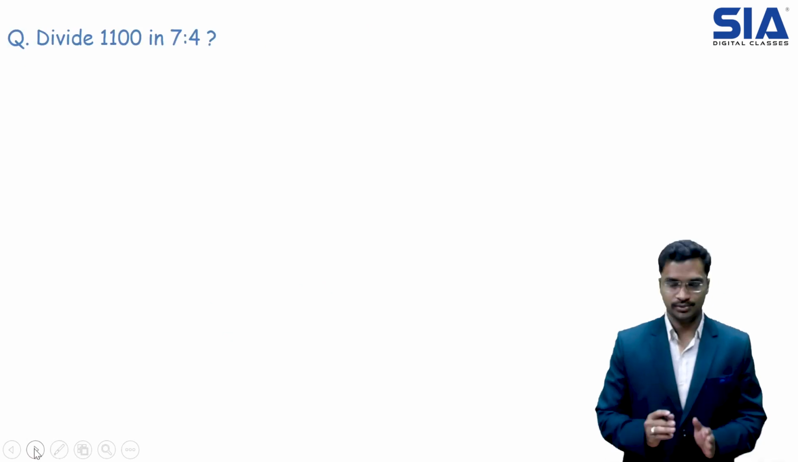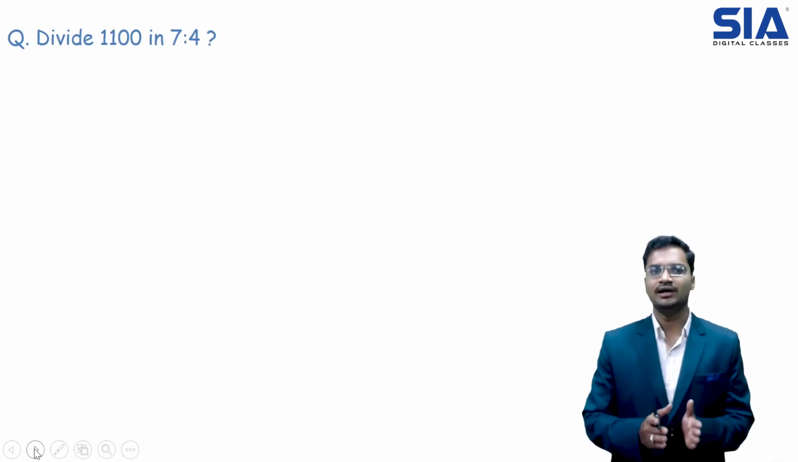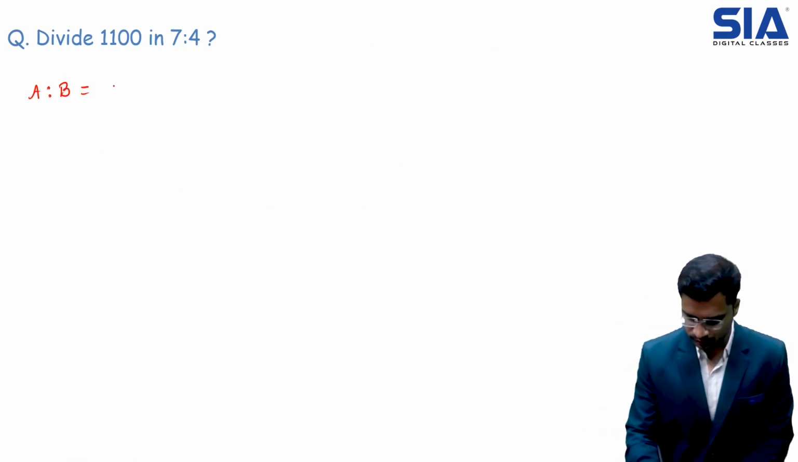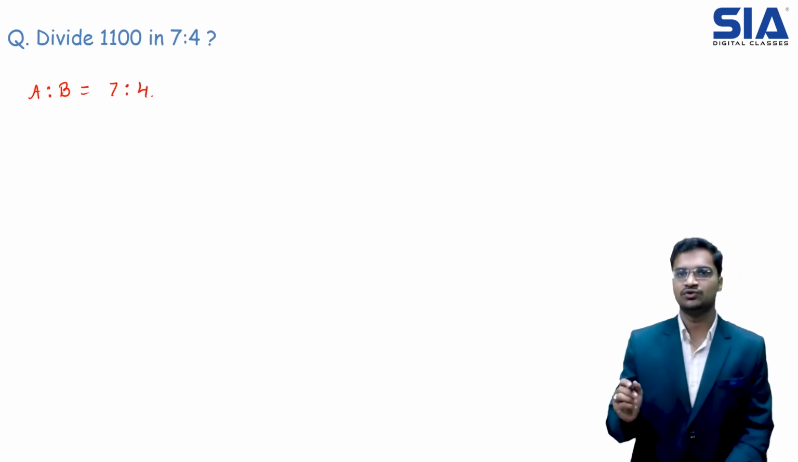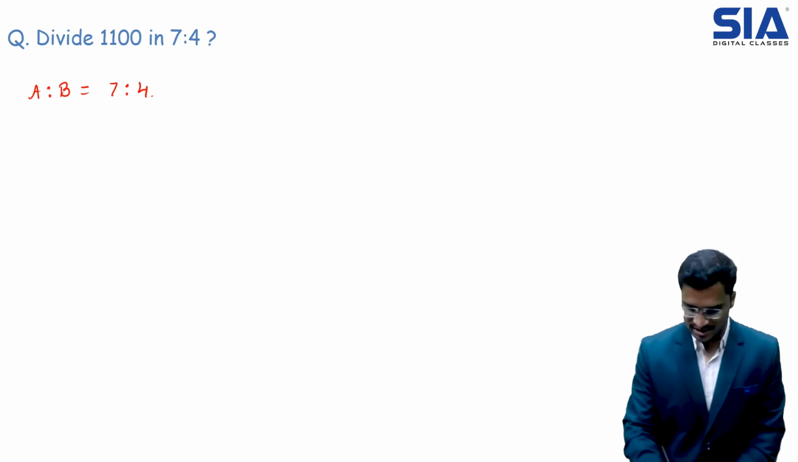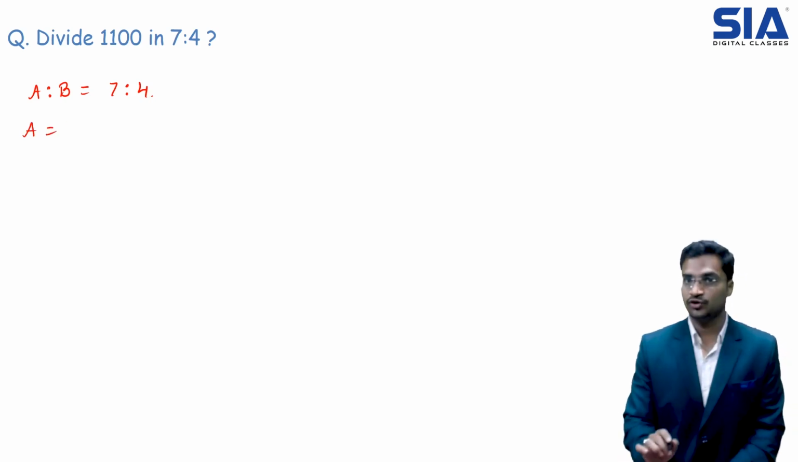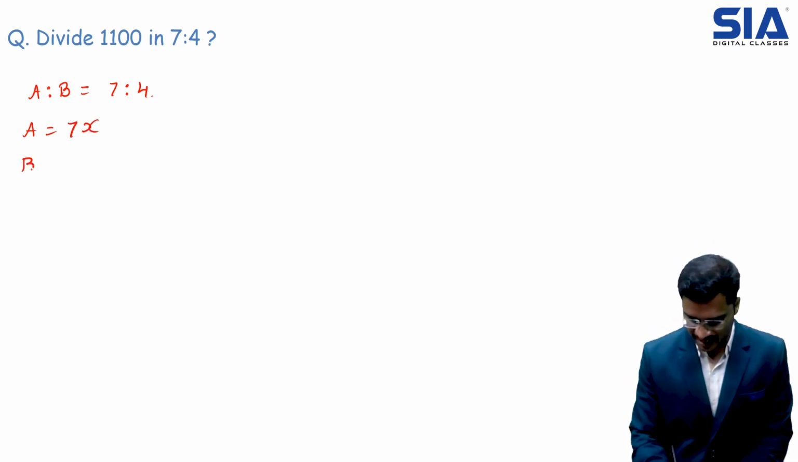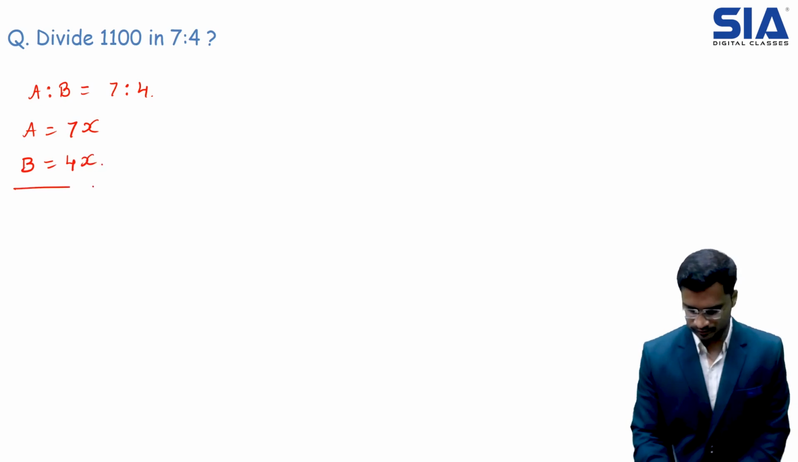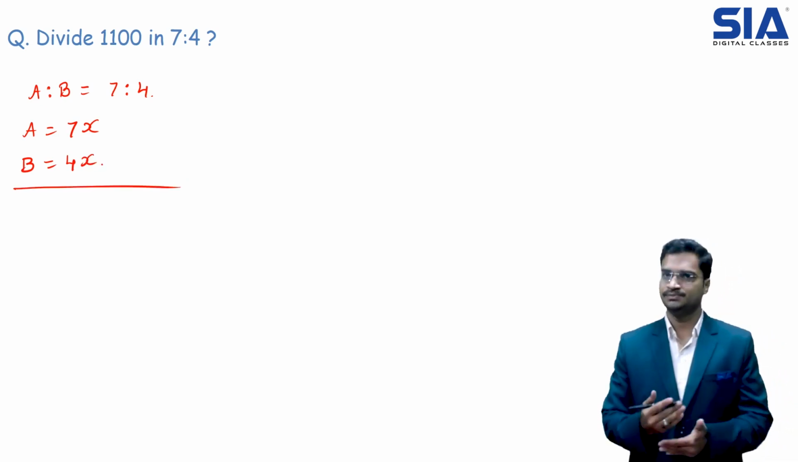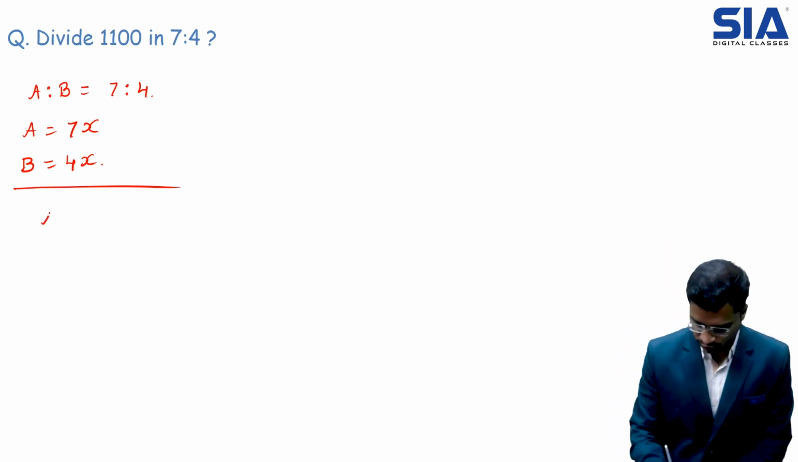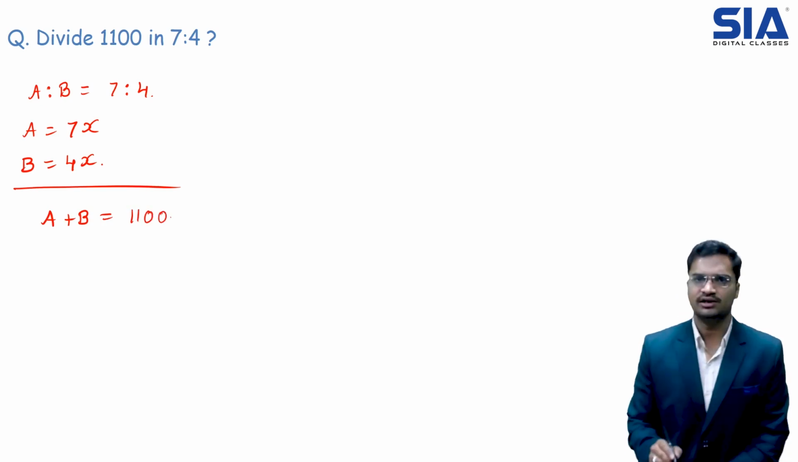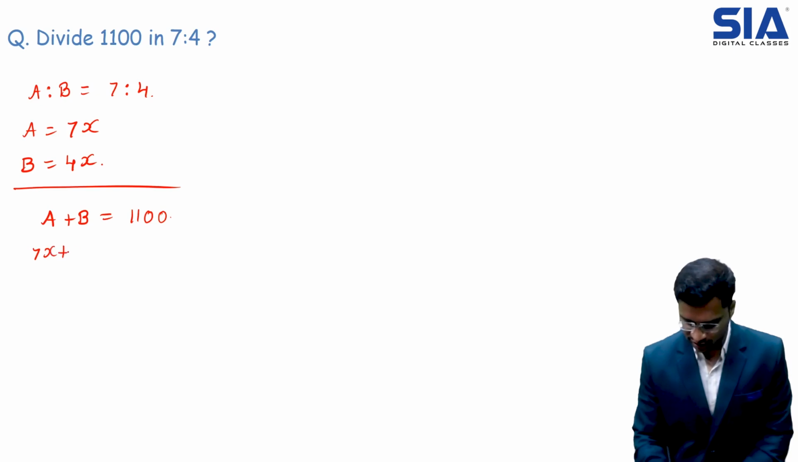Now coming to one simple question. We have to divide 1100 in the ratio 7:4. So here A ratio B is given as 7:4. The ratio is 7:4, but the actual value of A is 7x and the actual value of B is 4x. In our question, it is said that A plus B is equal to 1100. Here the value of A is 7x and the value of B is 4x.